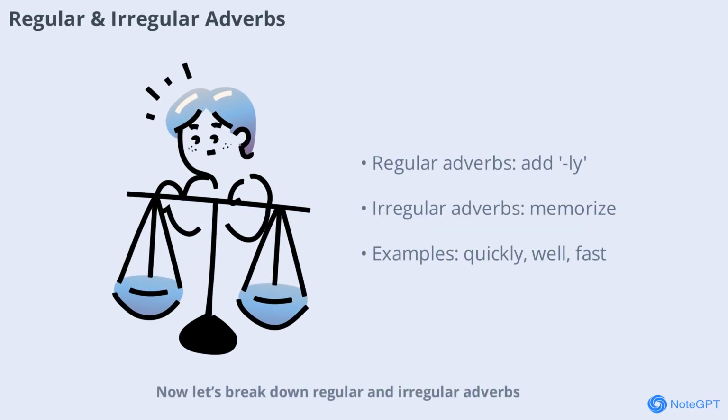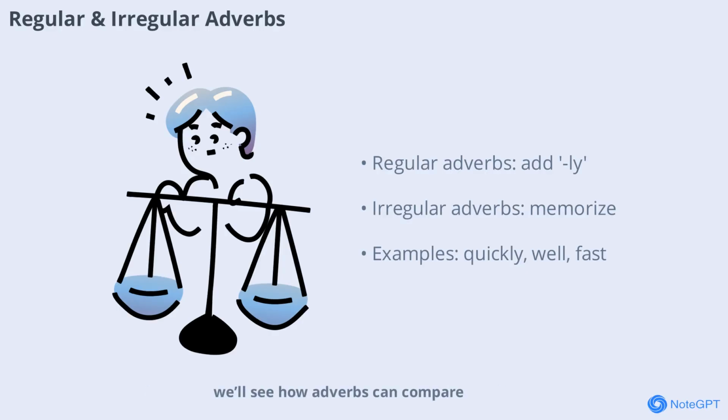Now let's break down regular and irregular adverbs. Regular adverbs are typically formed by adding ly to the end of an adjective, sometimes with slight spelling changes. For example, quick becomes quickly. These rules are consistent and straightforward, making them easy to use. Irregular adverbs, however, don't follow these patterns. Words like well or fast are irregular, you simply have to memorize them. Understanding this distinction is important because it affects how you form and use adverbs in your sentences.